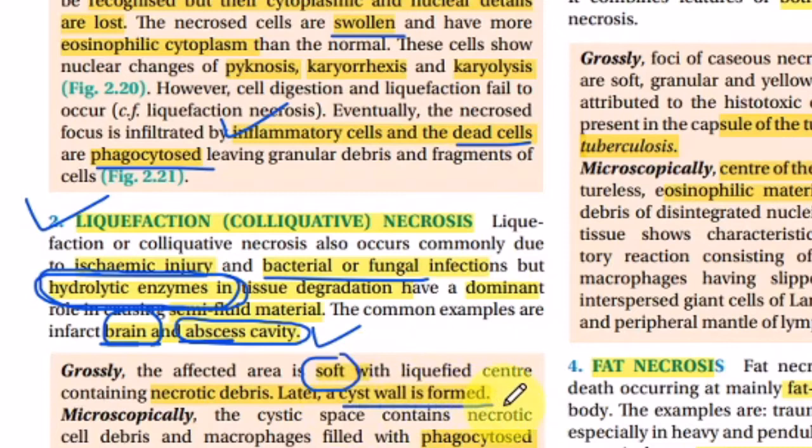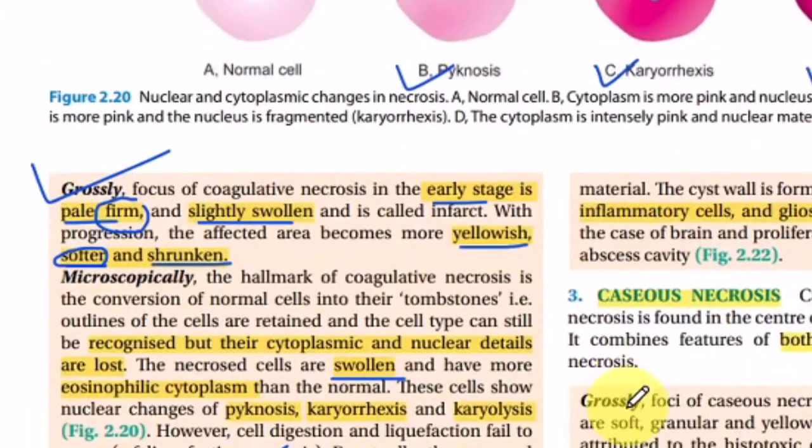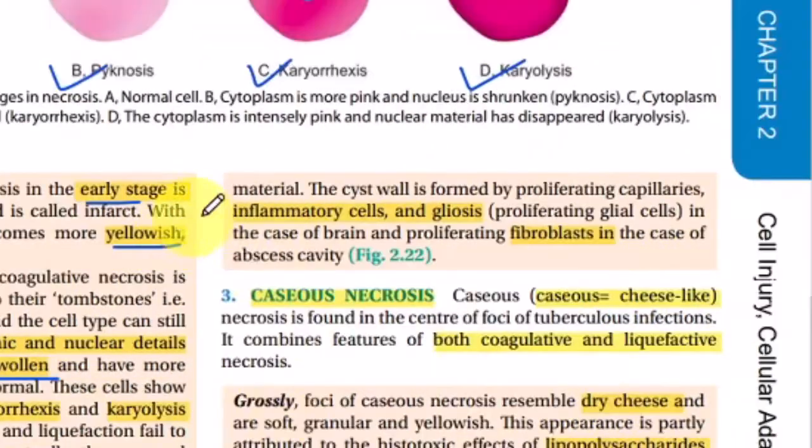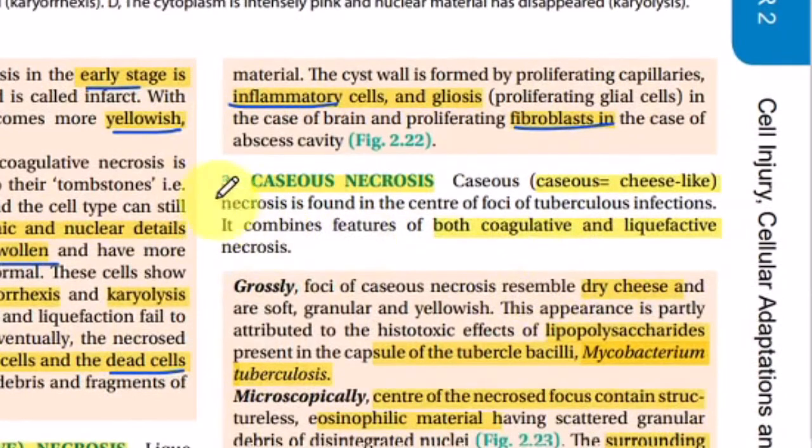What is a cyst? A collection of fluid surrounded by epithelium, and if it is pus, we also name it an abscess. And microscopically, when we see here, there is a lot of phagocytotic material, inflammatory cells, and fibroblasts which are proliferating over here. Now the third necrosis, which is known as caseous necrosis.